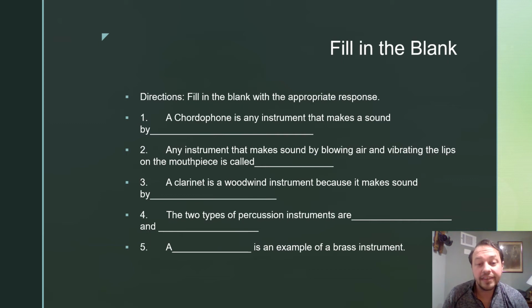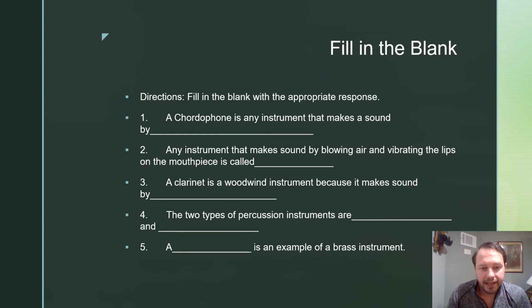If you said brass, that is correct because we know woodwinds don't make their sound by doing that. Woodwind instruments make their sound by the air vibrating against the mouthpiece or reed, right? Only brass instruments make their sound by the player's lips vibrating against the mouthpiece. The air doesn't vibrate here, it's the player's lips that do. Right? That's how you make a sound on a brass instrument. So the answer to number 2 is brass.